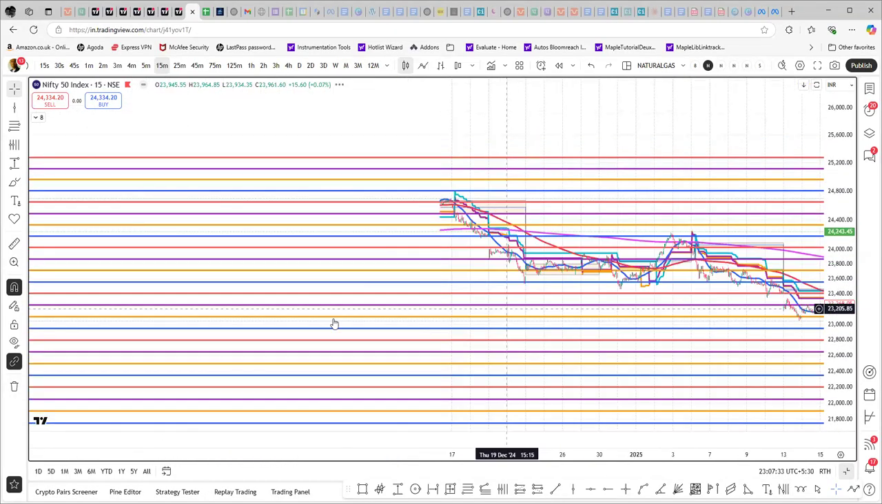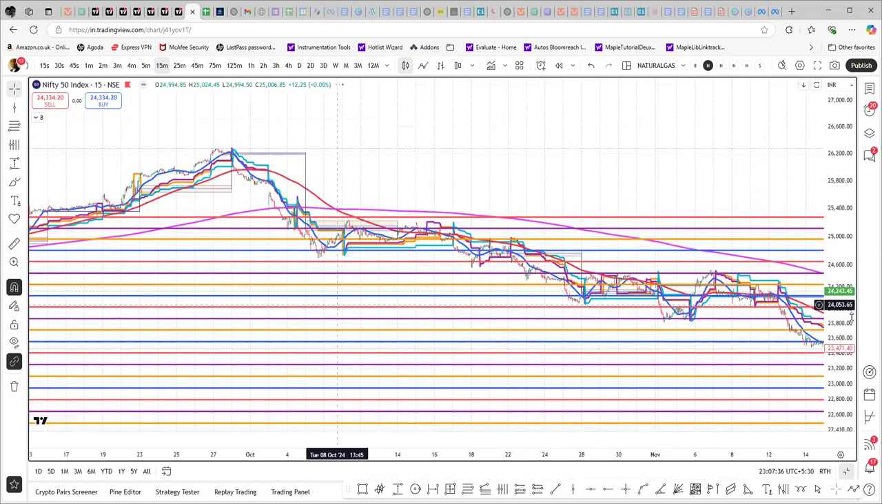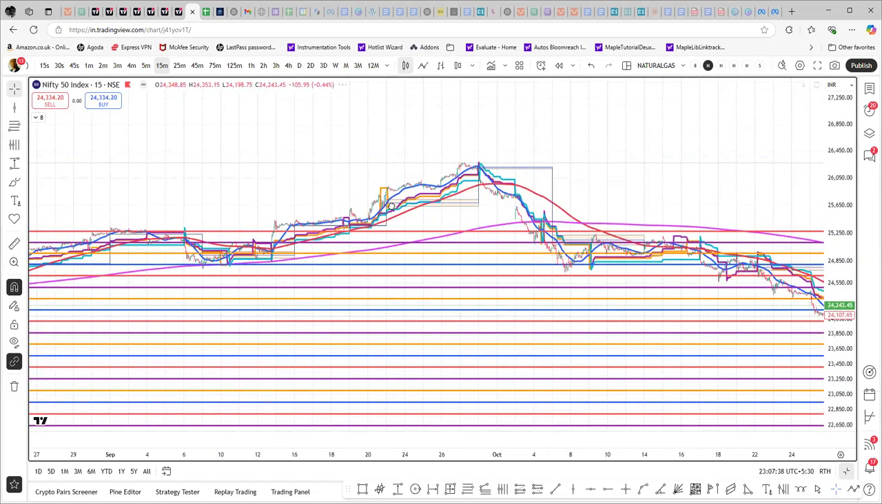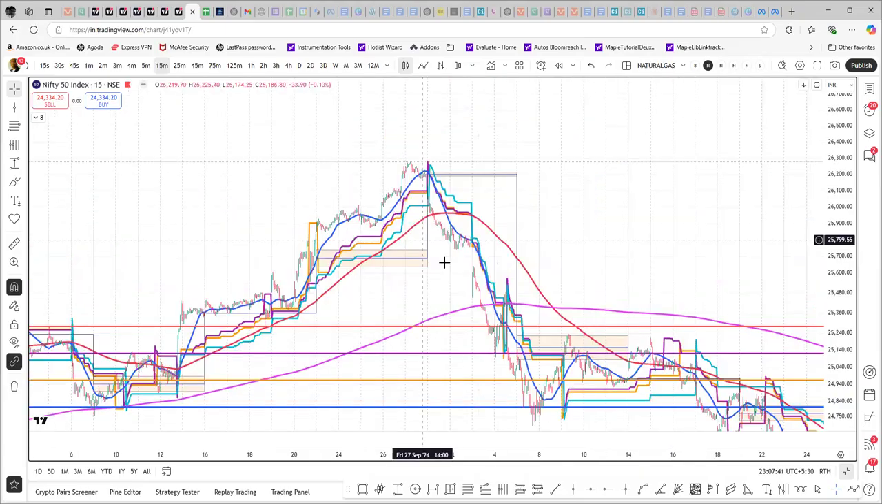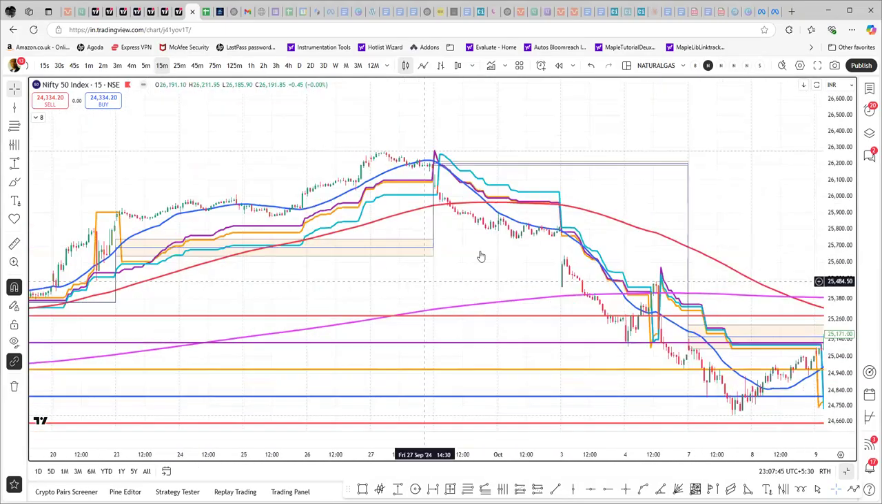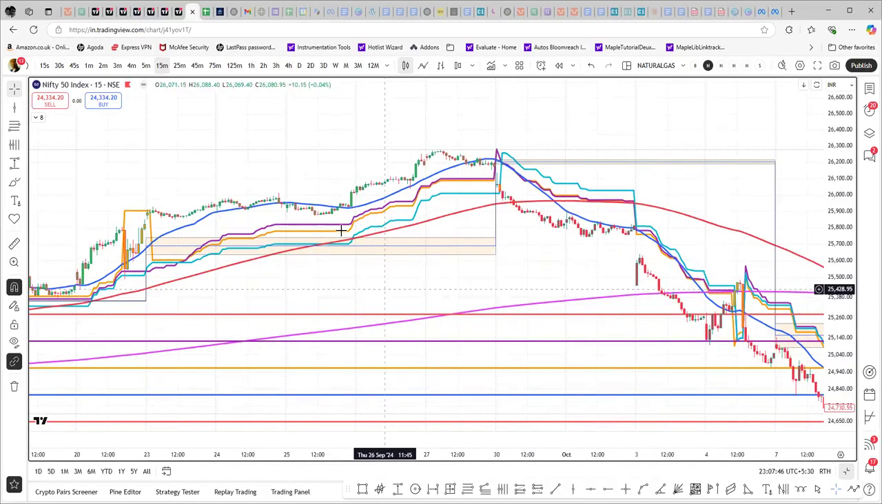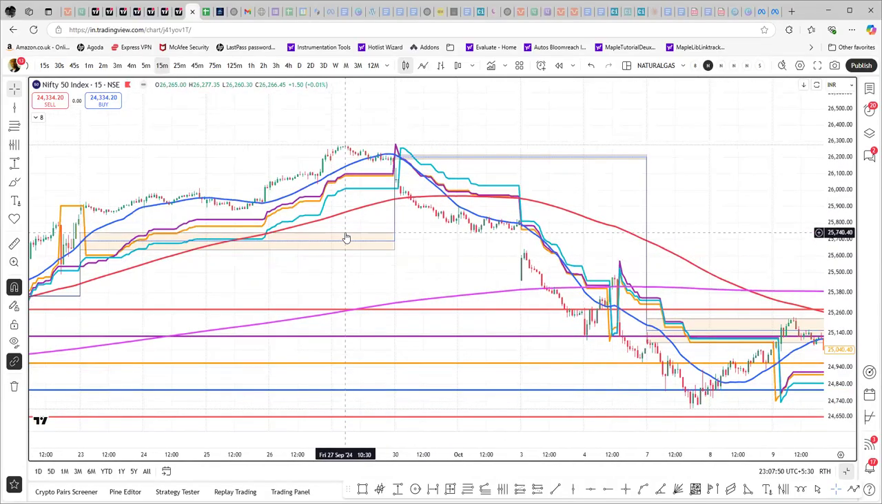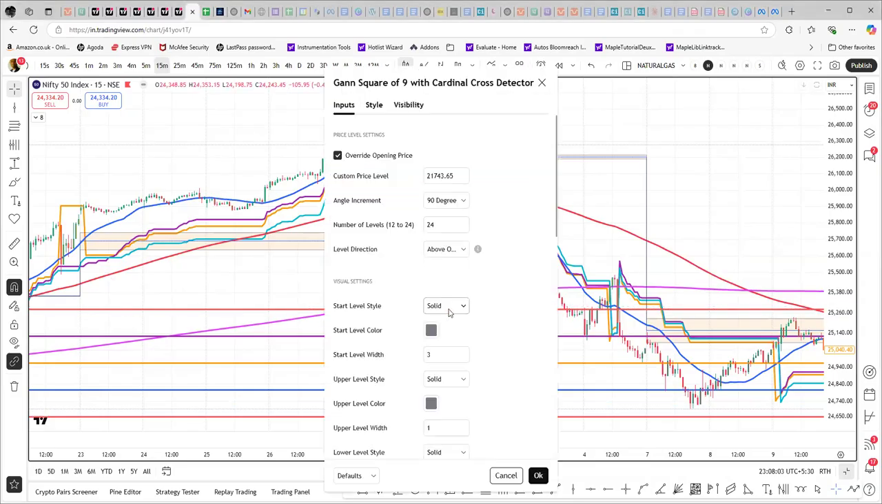Let's start from the peak, right? So I showed you from the bottom, right? Now let's start from the peak. Let's say, I want to start from here. What is the peak? Peak is here, no? Somewhere here. What is the date? 27th September, right? So 26277. So again, you have to adjust your Gann levels to the high.